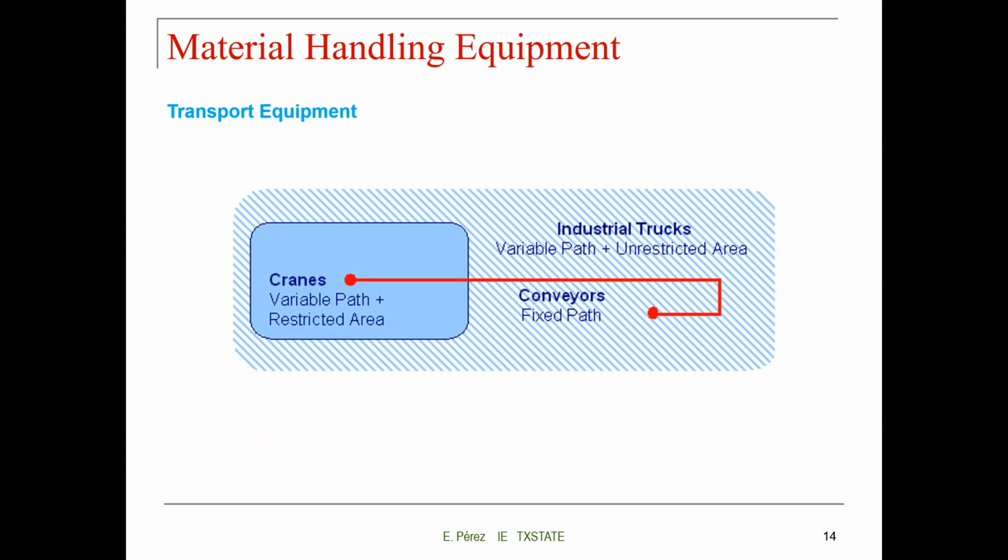So transport equipment, again, cranes have a variable path plus a restricted area. Industrial trucks have variable path and unrestricted area, and conveyors have a fixed path. So that will be the difference among the three.